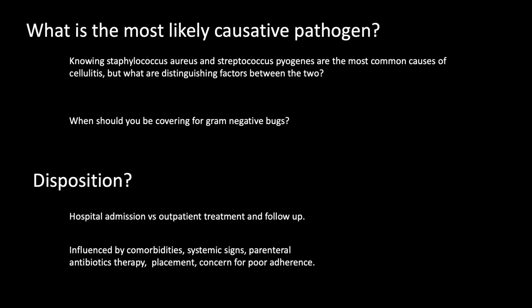Then when determining disposition, things to consider: is this patient having systemic symptoms, fever, leukocytosis, chills, their blood pressure fluctuating? Are you worried about poor compliance, and what are their comorbidities? These are factors to take into account if you think this patient should warrant IV antibiotics and admission as opposed to PO antibiotics and discharge.